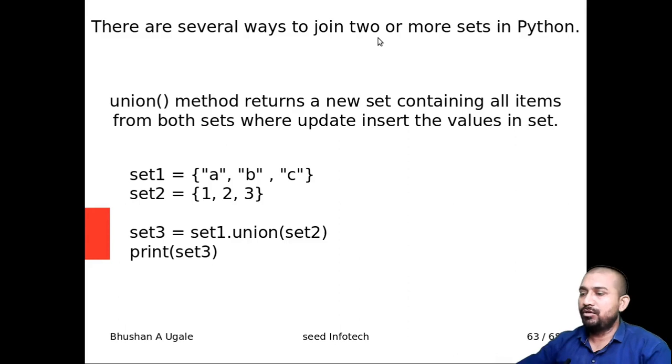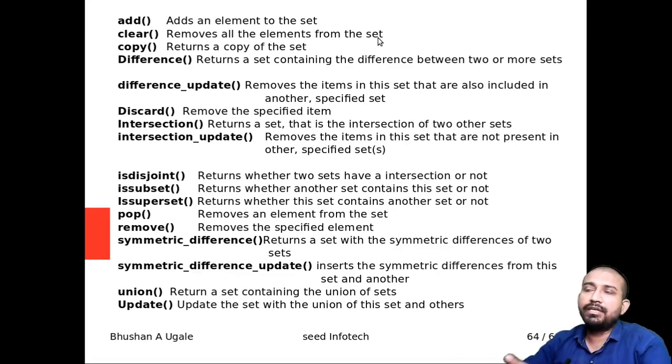So what are the different operations we can do with the set? We can add elements to the set, we can clear or remove all the elements from the set, we can copy, returning a copy of the set, then difference, then difference update, then discard, then intersection update, isdisjoint, and so on. These are the important data structures we covered in this video, guys.